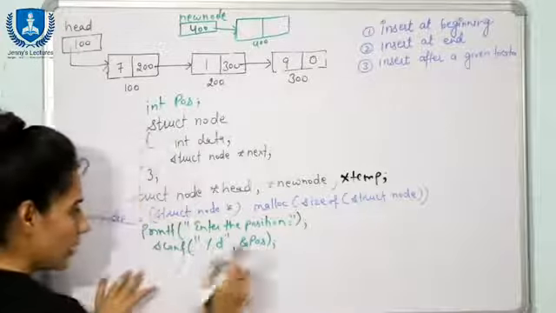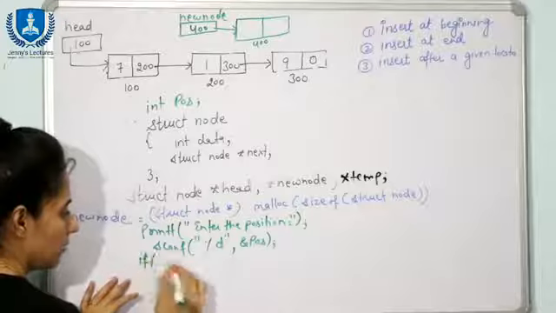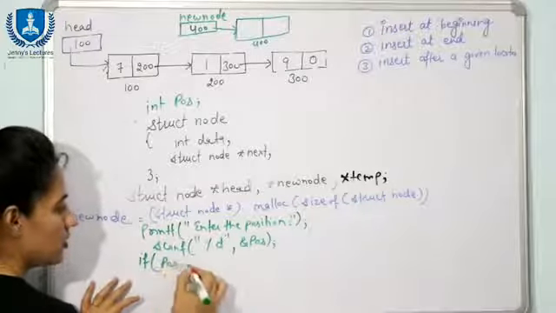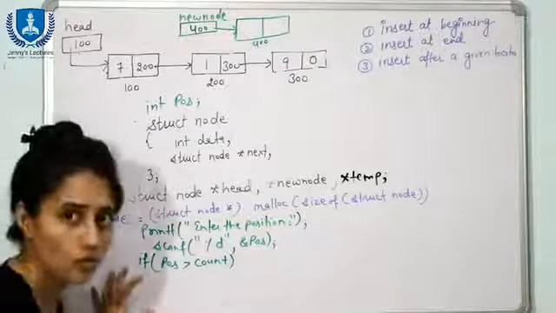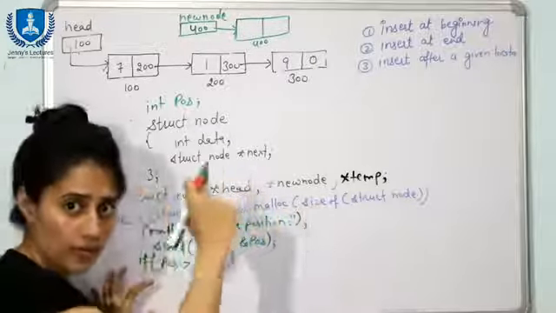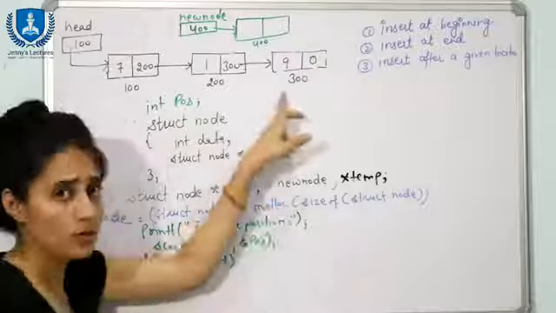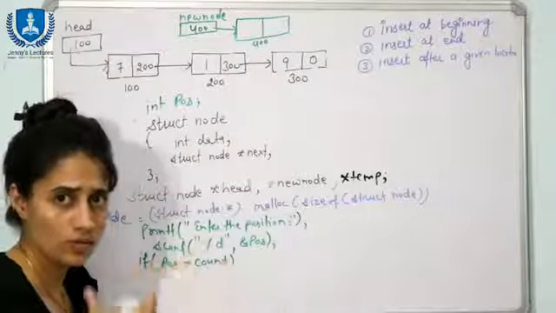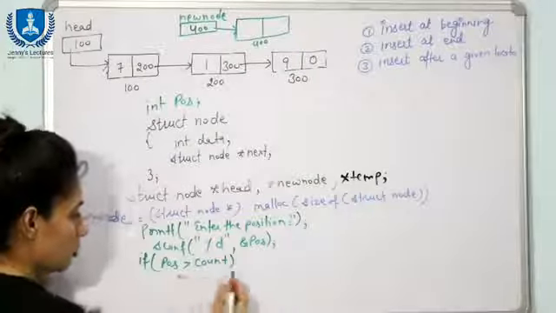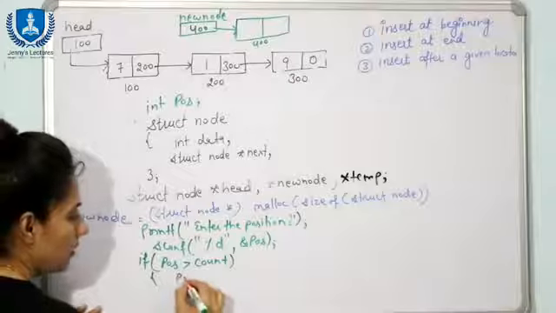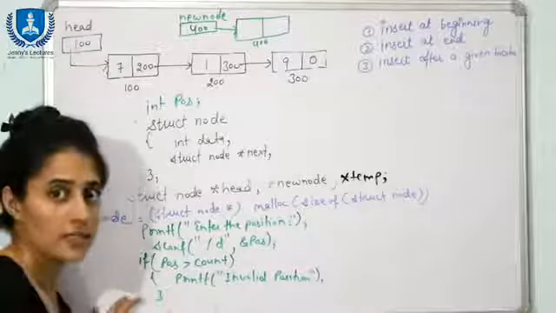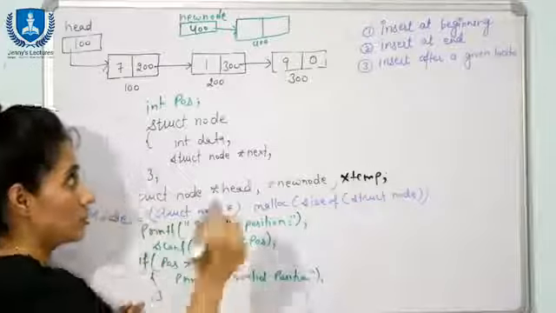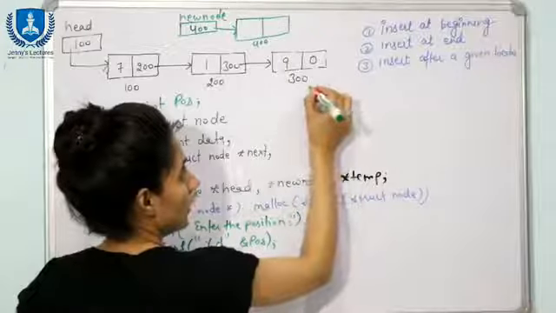So here you can check if this position is greater than your count, or you can say the length of that linked list. If you find out the length, you can use that function also, fine. So in that case you will print invalid position, right, else you are going to insert. So in the else part, what will you write?